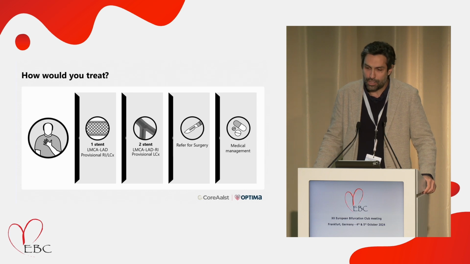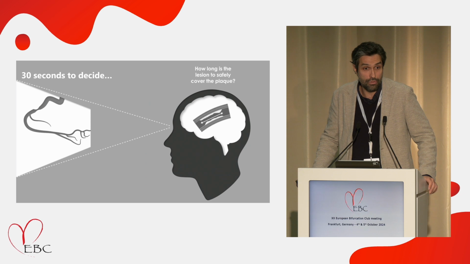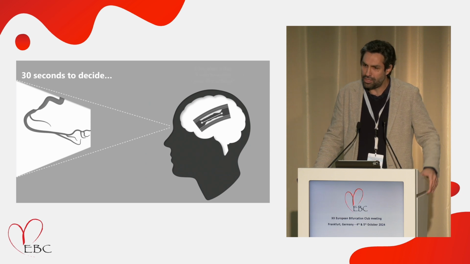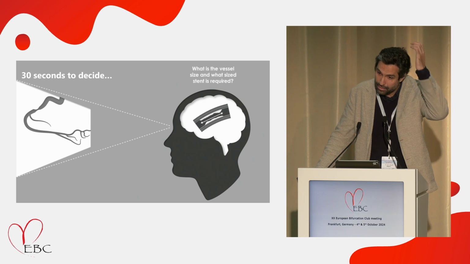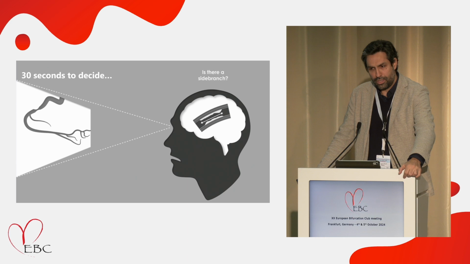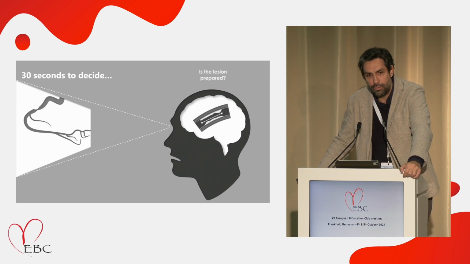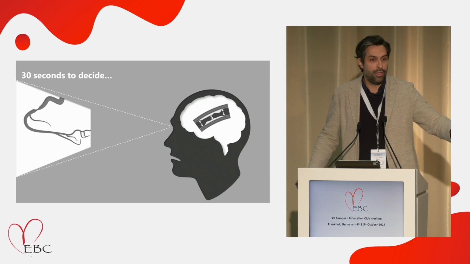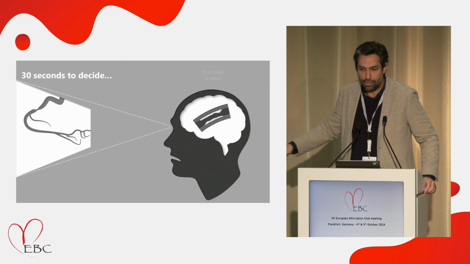And then you say, okay, what should I do? You are at the table. Basically, you have to take a decision. Normally, you only have the angiogram, and you start thinking, okay, how long is that plaque? Do I need to modify that plaque before putting the stent? How big is that vessel? Is a side branch. I'm going to lose that side branch. How important is that side branch? Do I have to modify the calcium? With what? IVL? Should I take the rota? And this is happening in every single case, and it's worse in every single complex PCI.